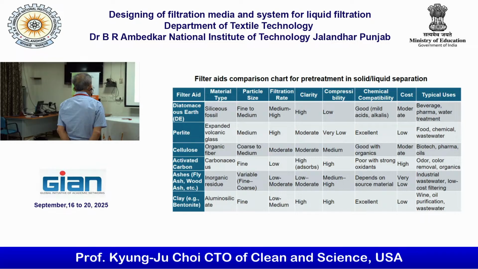And then perlite and cellulose, activated carbon, ashes. Currently, ash is quite popular. But there is so much impurity in the ashes. That's why we need to clean or separate something in order to use it as the filter aid. Well, the samples that I gave you, some of them are black.